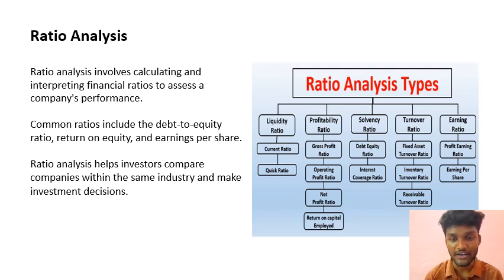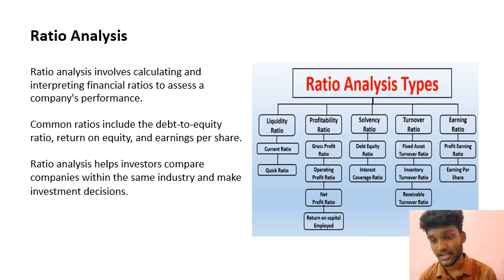In the liquidity ratio we have current ratio and quick ratio. In the profitability ratio we have gross profit ratio, operating profit ratio, net profit ratio, and return on capital employed. In the solvency ratio we have debt equity ratio and interest coverage ratio, and in the turnover ratio we have fixed asset turnover ratio, inventory turnover ratio, and receivable turnover ratio. In the earning ratio we have two: price earning ratio and earning per share ratio. Among all these, common ratios are debt to equity ratio, return on equity, and earnings per share. Ratio analysis helps investors compare companies within the same industry and make investment decisions.